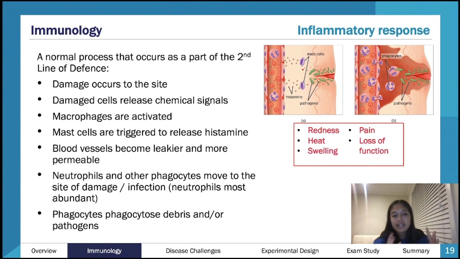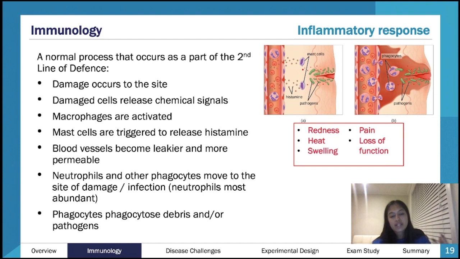The swelling is because your blood vessels become, as I mentioned, leakier and more permeable. And this allows immune cells to squeeze through the gaps a little bit more easily. So that idea of them becoming more permeable means that your immune cells can come through. And so again, this causes a lot more cells and a lot more fluid in this area. And that's why you get this swelling.